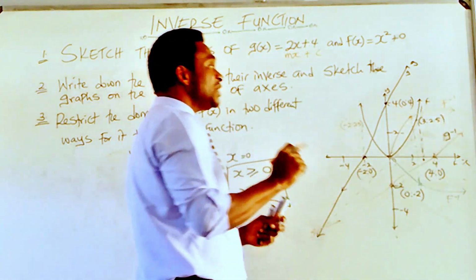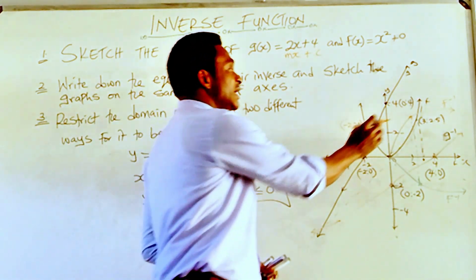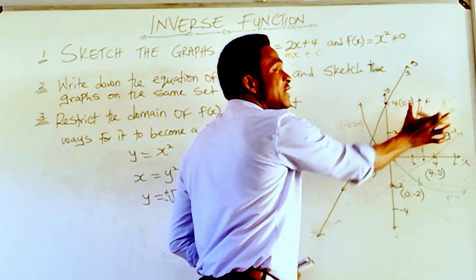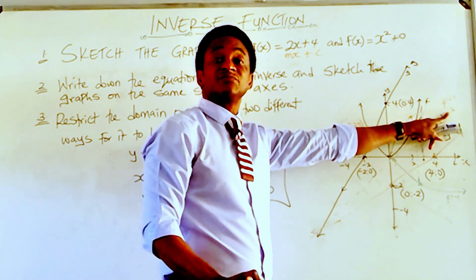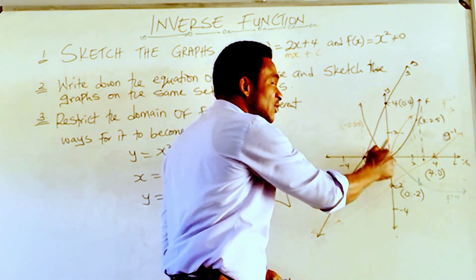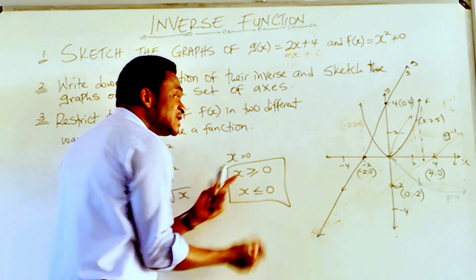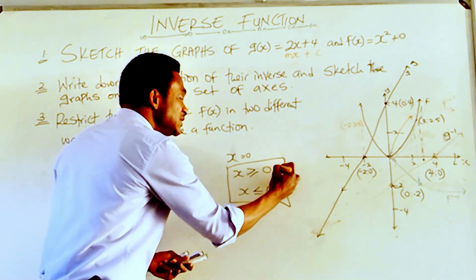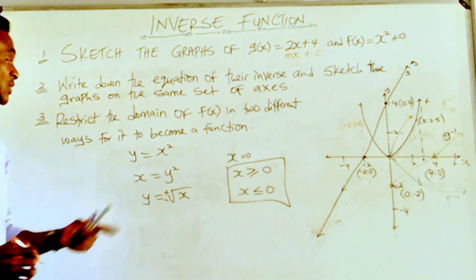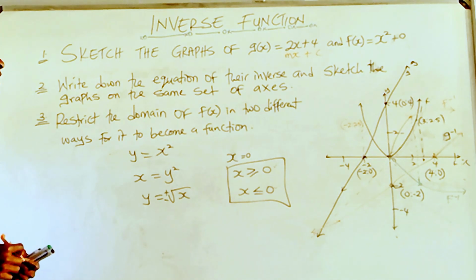So for them to generate a function, the positive arm must work with this on the positive arm. The negative arm, then this whole length becomes a graph for the negative arm. So we can't take both of them. We have to take this or this for us to have a proper inverse function.